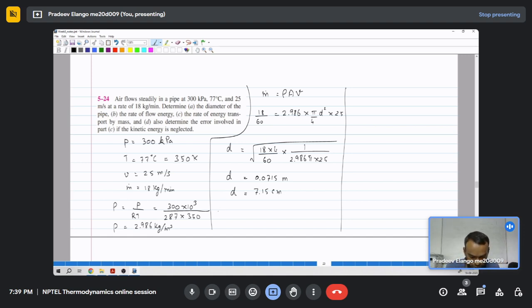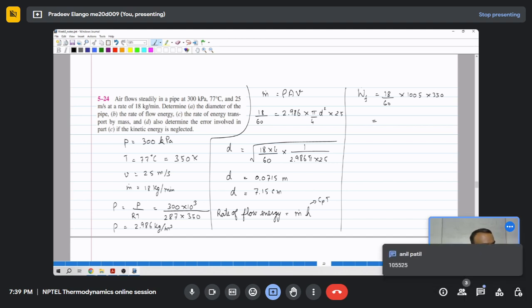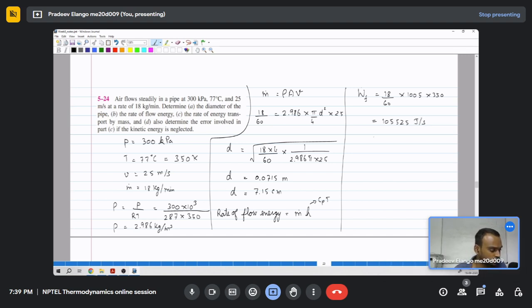So rate of flow energy is m dot h. I consider W dot F as the rate of flow energy. m dot is 18 by 60. For flow energy it is Cp into T. Since it is known that it is air, we have Cp as 1005 joule per kg Kelvin, and temperature is 350 Kelvin. So we can find the rate of flow energy. It is 105.525 joules per second, so that is watts. So we have 105.5 kilowatts.